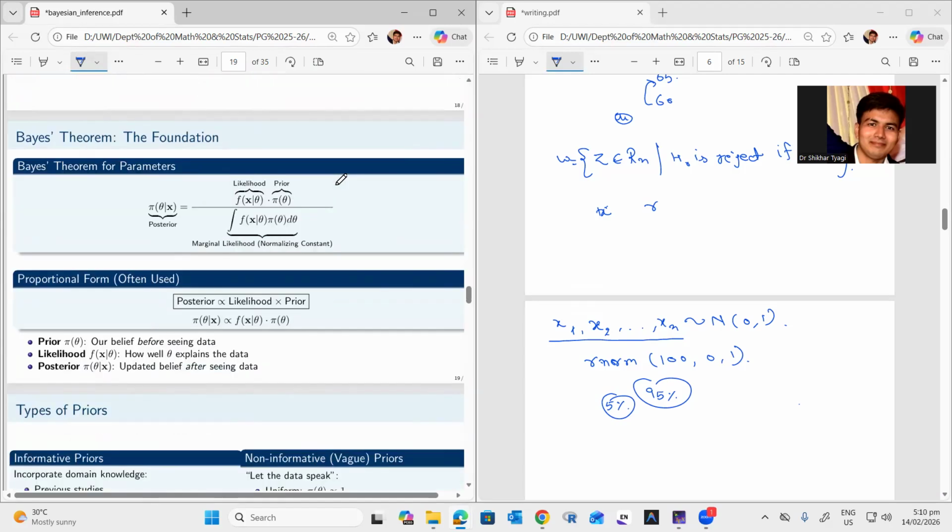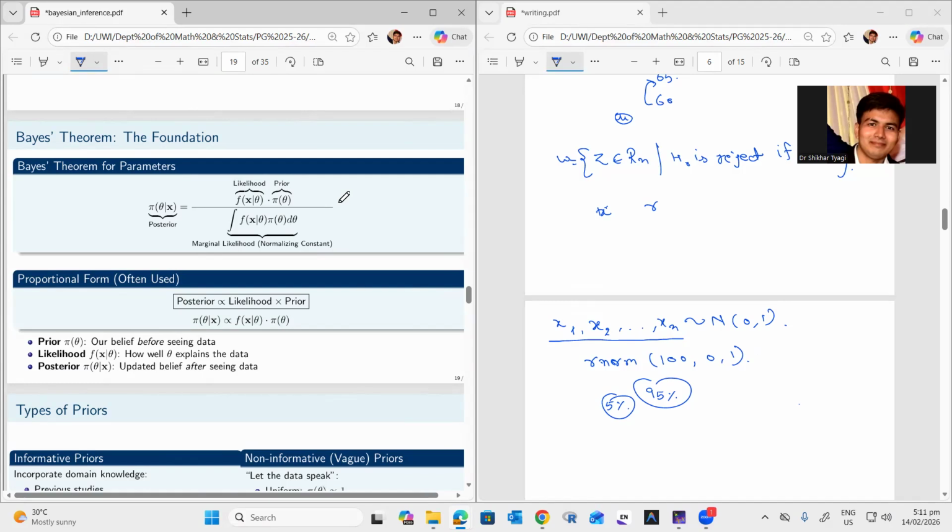So this is your posterior, pi(theta | x), which equals the likelihood function f(x | theta) times pi(theta), your prior, divided by the integral over the range of theta of f(x | theta) pi(theta). That is basically your marginal likelihood, which we sometimes call the normalizing constant. All right. So that is your Bayesian inference, and that's how we use it.